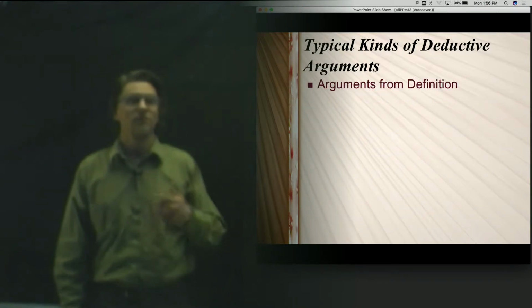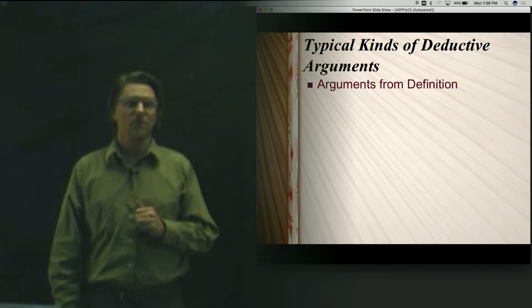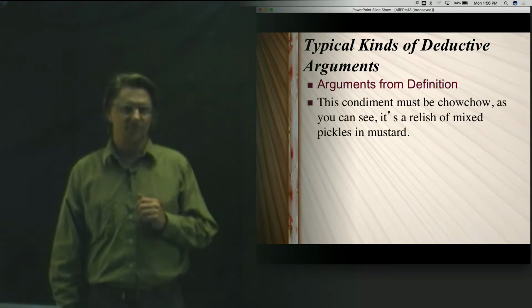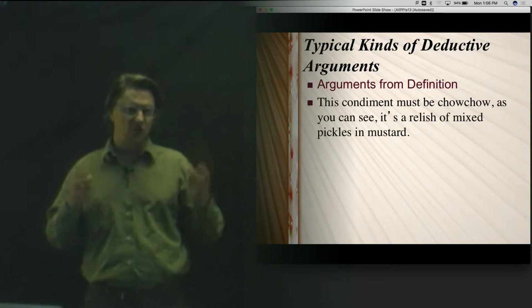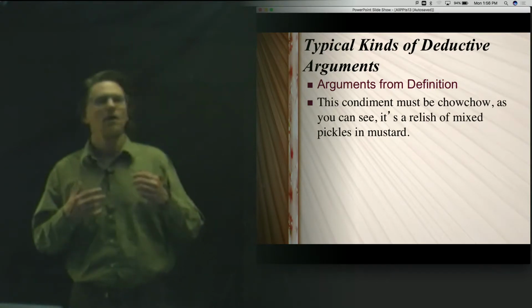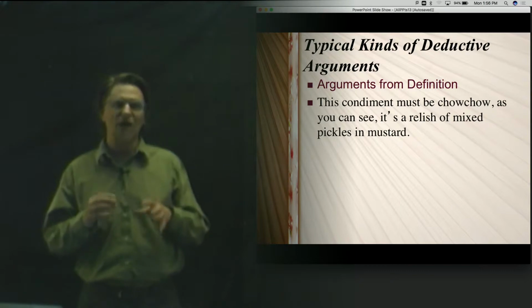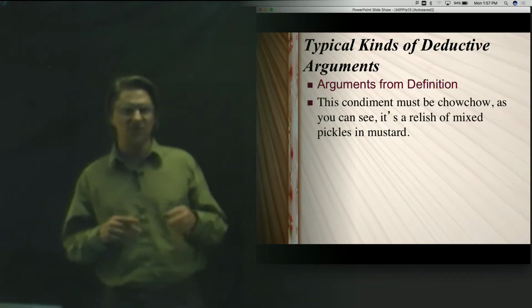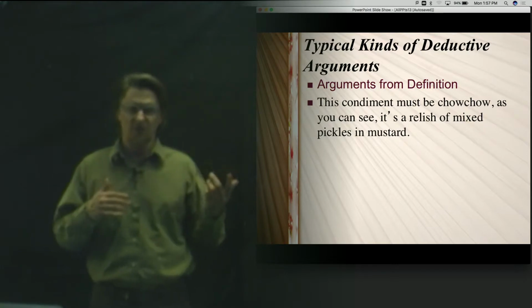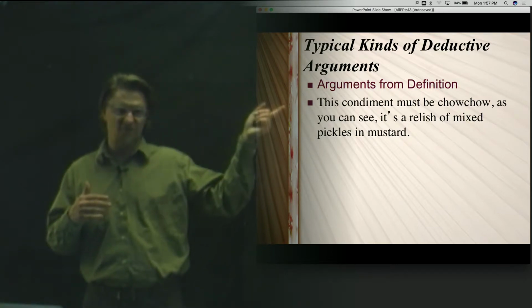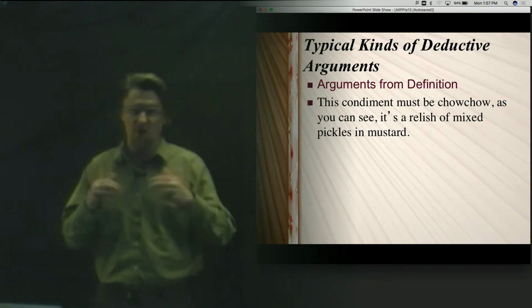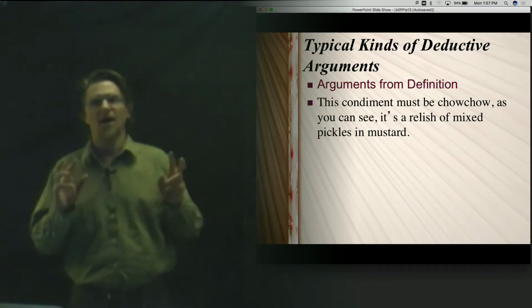So, some more typical kinds of deductive arguments. Arguments from definition. So imagine you're at a buffet table, or imagine I am, and I say, oh, this condiment must be chow chow. As you can see, it's a relish of mixed pickles in mustard. So in this argument, the conclusion is actually coming first here, right? The conclusion is that whatever I'm looking at is chow chow, and I had to look that up, by the way. But it is chow chow.